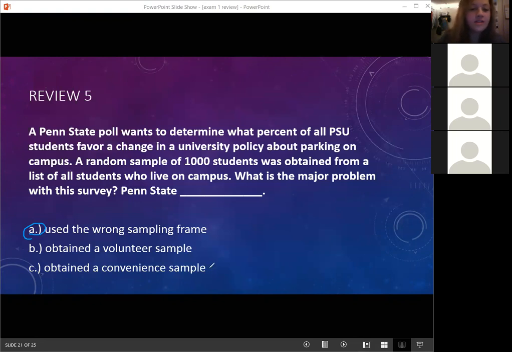It wasn't a convenient sample. C is a good guess for sure, because it does kind of look like it was a convenient sample, because they just took the people who lived on campus, but we don't really know if it was convenient for them to do that or not. And they did take 1,000 students, so it doesn't really seem like that would be a convenient sample there. So the main issue is A. C is definitely still a good answer, but we would need more information. We would probably want to hear that the researcher was unable to move off campus to get this other information. But A would be the good one.